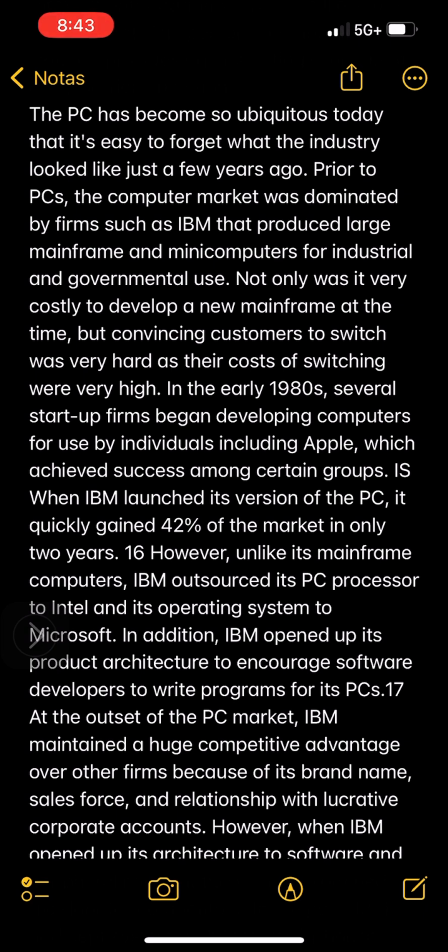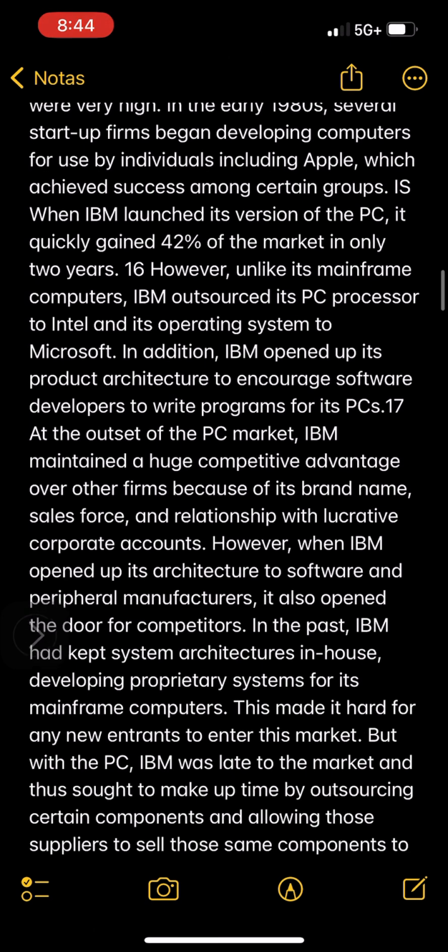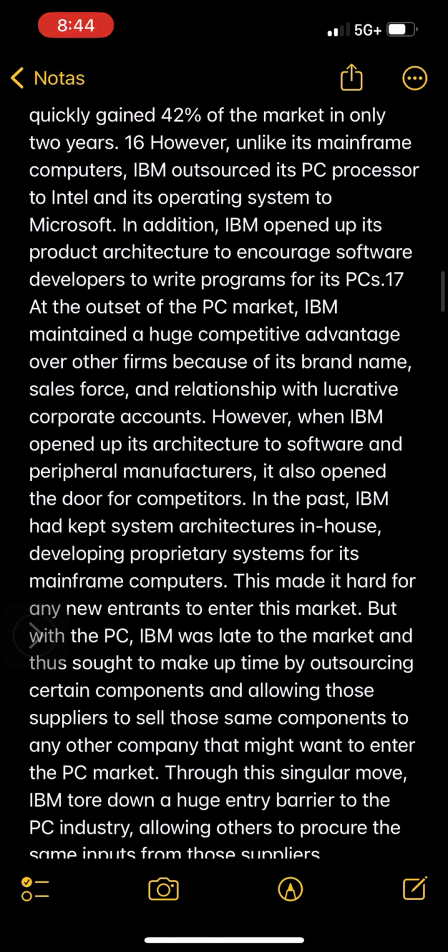When IBM launched its version of the PC, it quickly gained 42% of the market in only 2 years. However, unlike its mainframe computers, IBM outsourced its PC processor to Intel and its operating system to Microsoft. In addition, IBM opened up its product architecture to encourage software developers to write programs for its PCs. At the outset of the PC market, IBM maintained a huge competitive advantage over other firms because of its brand name, sales force, and relationship with lucrative corporate accounts.